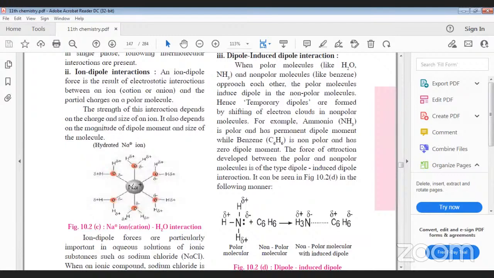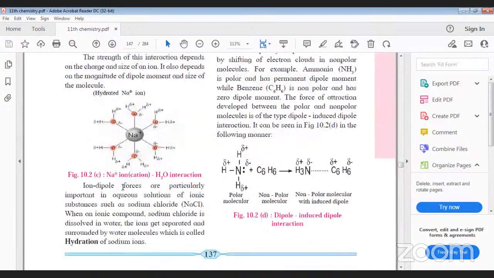So the ion dipole interaction strength depends upon the charge and the size of the ion, and it also depends upon the magnitude of dipole moment and size of the molecule. So these three things you have to keep in mind, that ion dipole interaction first depends upon the size of the ion and the charge of the ion, as well as it depends upon the magnitude of dipole moment and size of the molecule. Now, ion dipole forces are particularly important in aqueous solution.